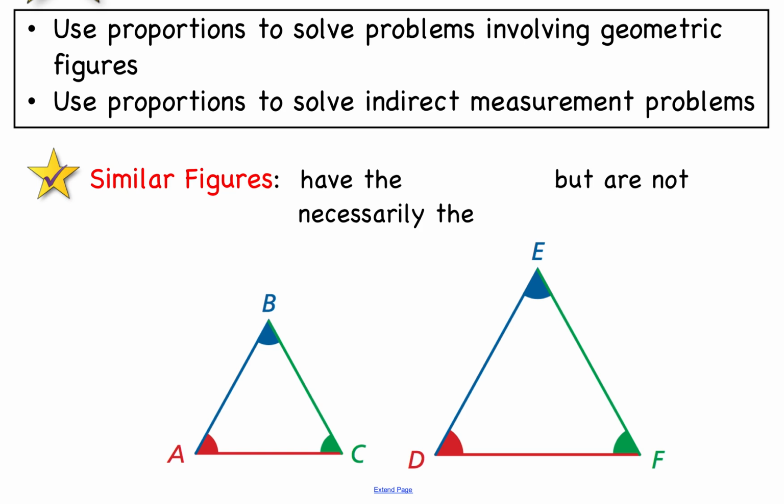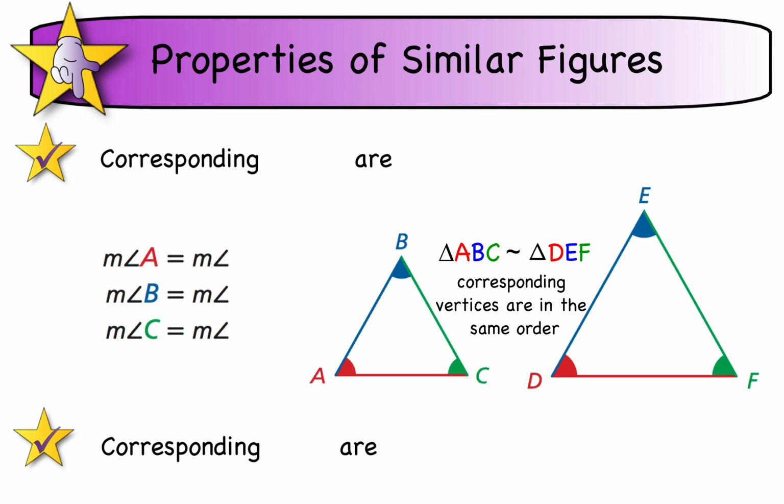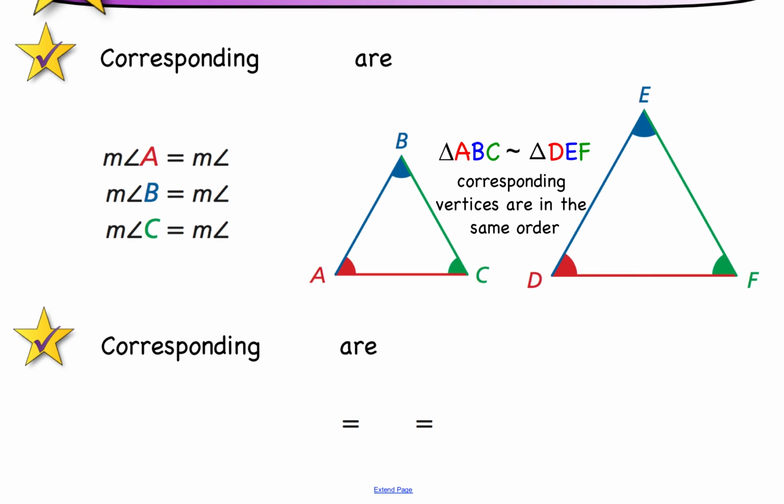So first of all, we need to define what we mean by similar figures. In geometry, similar figures have the same shape, but they're not necessarily the same size. So in this picture, I have two triangles, and they look like they're the same shape, but one is bigger than the other. There are two primary properties of similar figures that you need to understand.